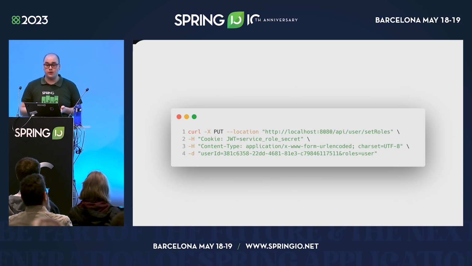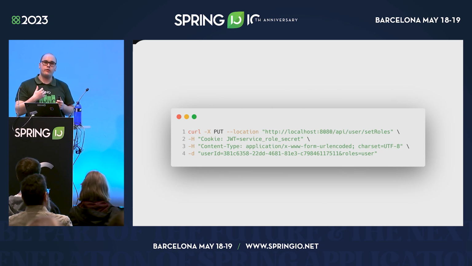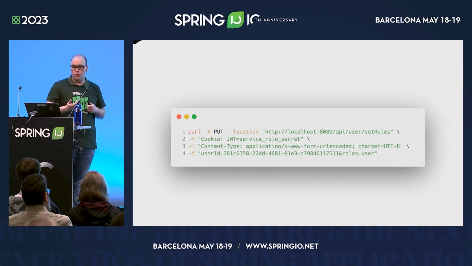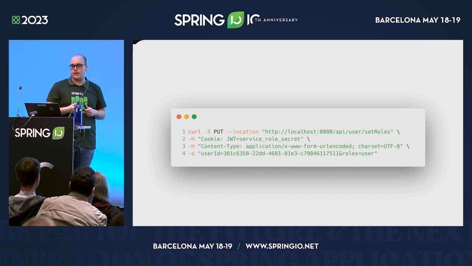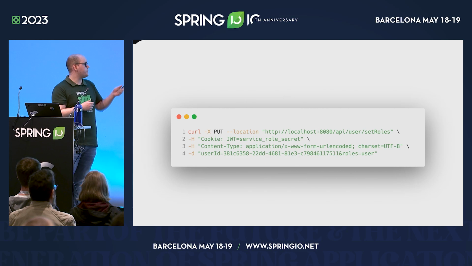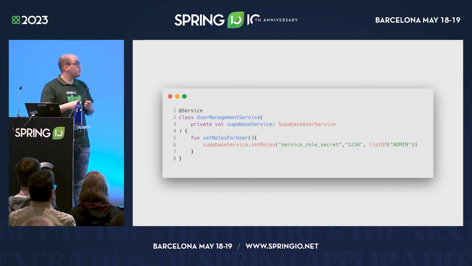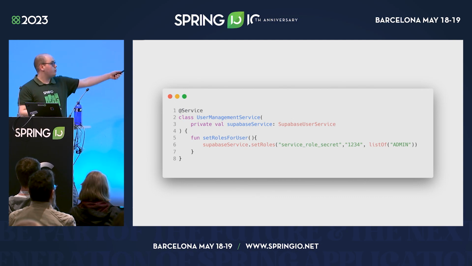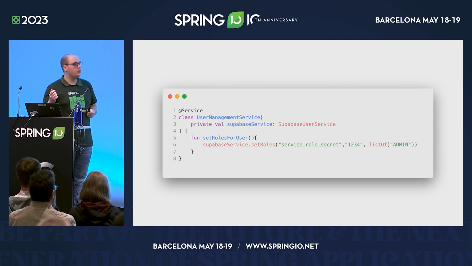The starter exposes endpoints so we can set the roles of our users and create a role management system. We can use the endpoints with the service role secret we get in our Supabase settings. Here is an example curl request so we can set the role of this user to user. We can also autowire the Supabase service directly. Here we set the roles of the user with the ID 1234 to admin.